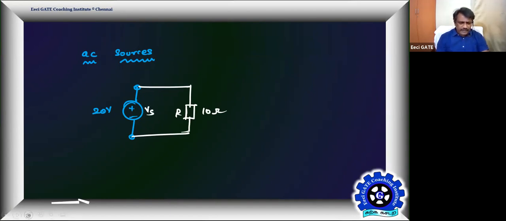Now the source is supplying the load, which has a resistance of 10 ohms. Tell me, what is the current supplied by the source?